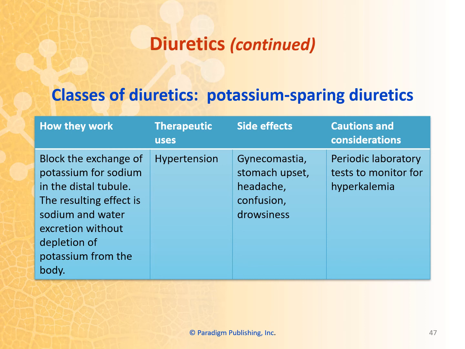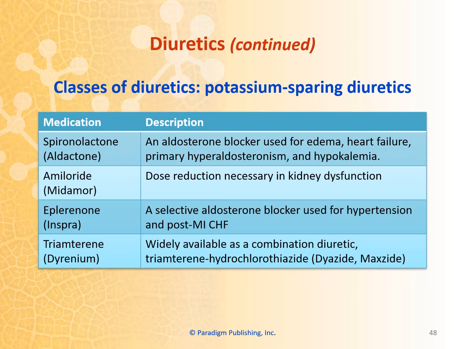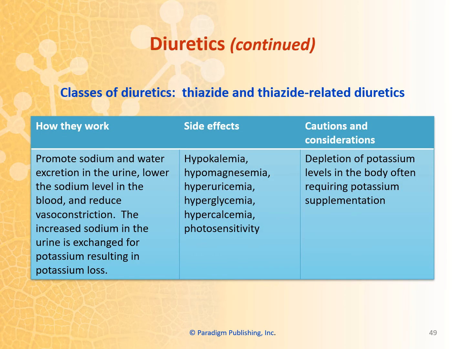Potassium-sparing diuretics. So the loop diuretics are potassium depleting, so if you're on Bumex or furosemide, you'll probably have to have a potassium supplement regimen as well. But there's a different class called potassium-sparing diuretics, and they block the exchange of potassium for sodium in the distal tubule. And they don't deplete potassium from the body. These include Aldactone, Midamor, Inspra, and Dyrenium.